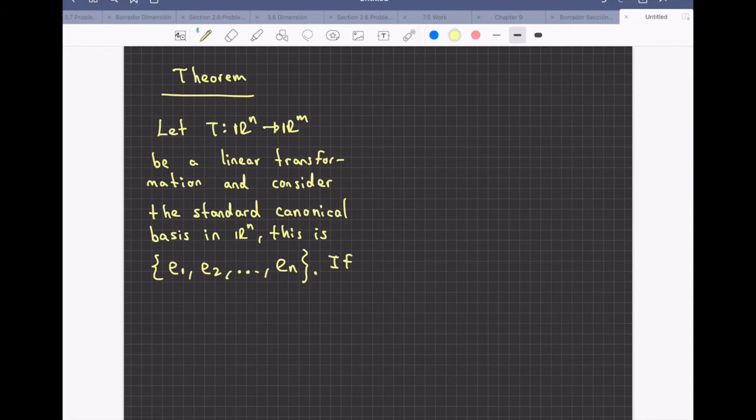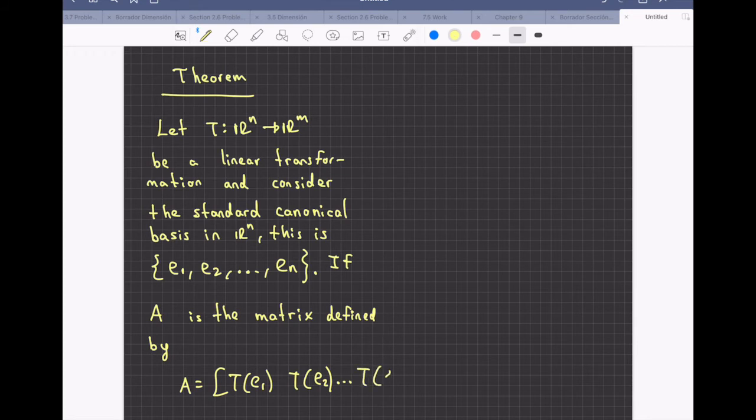If A is the matrix defined by T of E1, T of E2, and so on, T of En, then we can define the transformation defined by T of X equal to AX.